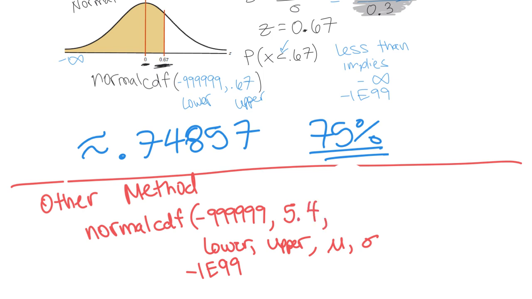So for the upper, we're going to use the actual value instead of the z-score. We're then going to use the average. The average, or the mean, was given at the beginning. It's 5.2. And we can use the standard deviation, which is 0.3. So I can convert the 5.4 to a z-score, or I can use the raw data.